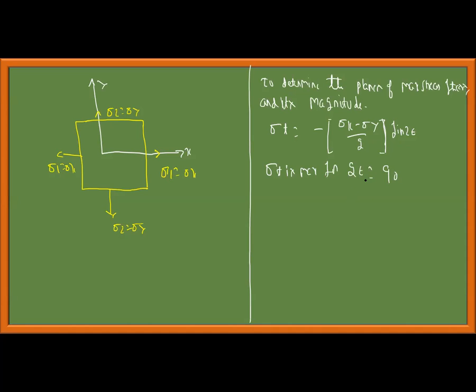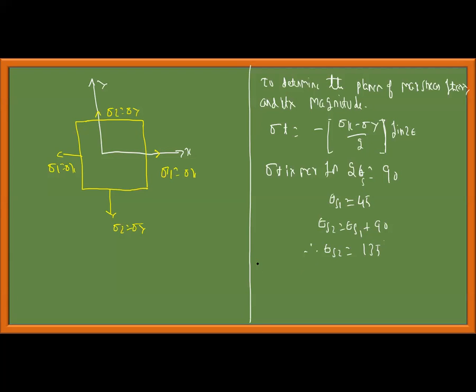But just by inspection, I can say sigma t is maximum for 2 theta equal to 90 degrees. This is tangential shear stress, so I will represent it by S, and principal stress I will represent by P. 2 theta equal to 90 degrees, or theta S1 equal to 45 degrees. Theta S2 is 90 degrees apart, theta S1 plus 90 degrees, therefore theta S2 is equal to 135 degrees.